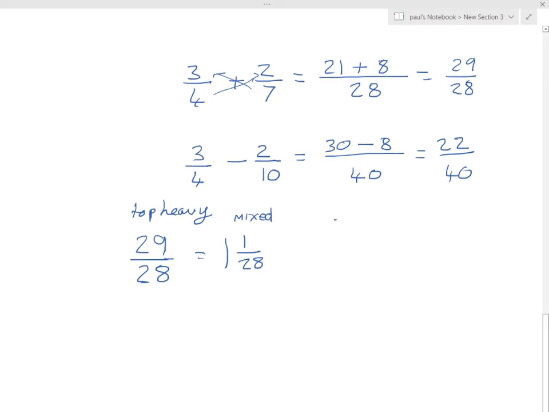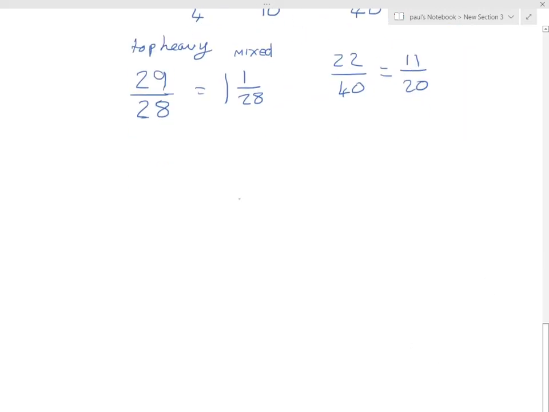So that's simplifying it into a mixed number. And this one, 22 over 40, we can simplify by dividing both by 2, and that would be 11 over 20. And you can't go any further because 11 is a prime number, so you won't be able to factorize it or make it smaller. So if you've got a top heavy, you can change it into a mixed number for your answer. If you've got numbers that you can simplify, then you will be expected to do so.